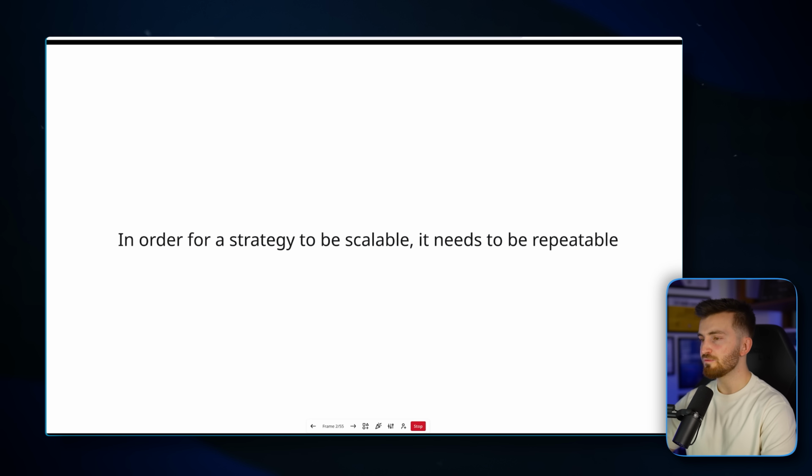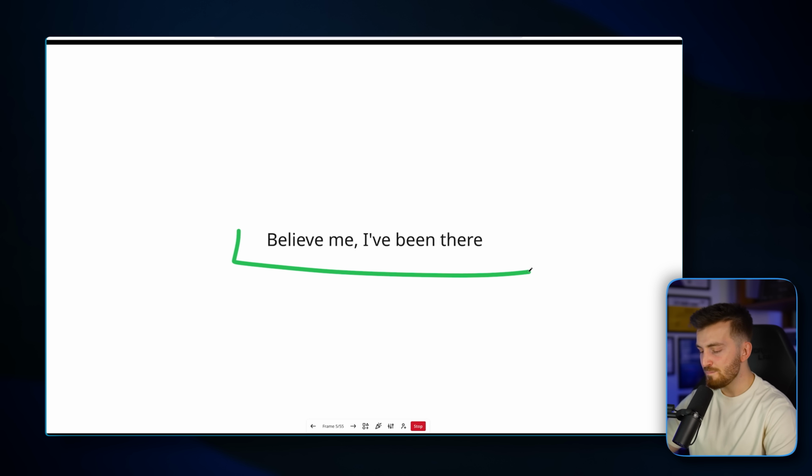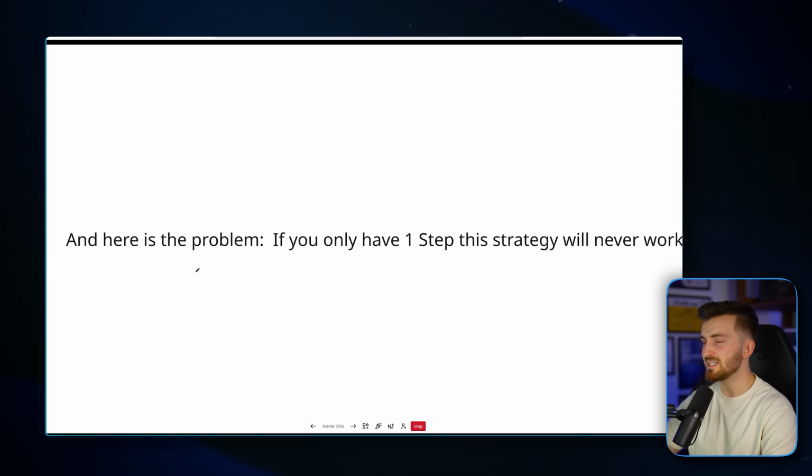What a lot of traders fail to understand is that in order for a strategy to be scalable, it needs to be repeatable, because this is what creates confusion and a lot of blown accounts. And believe me, I've been there. I didn't make any sort of money from trading for over 2 years until I finally had my breakthrough. And this is why I developed this strategy that has made me receive over 217 payouts.